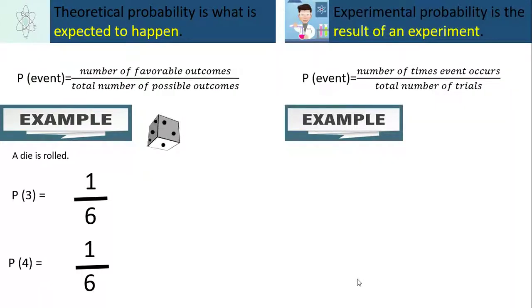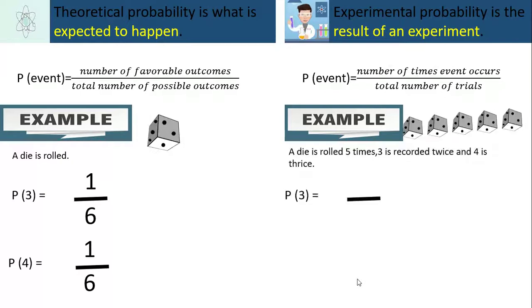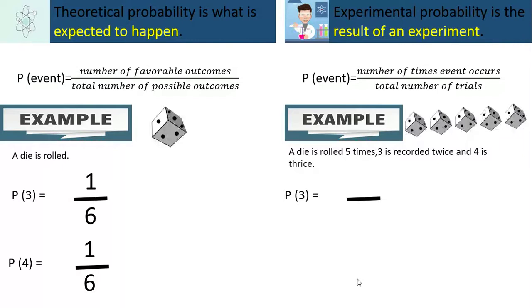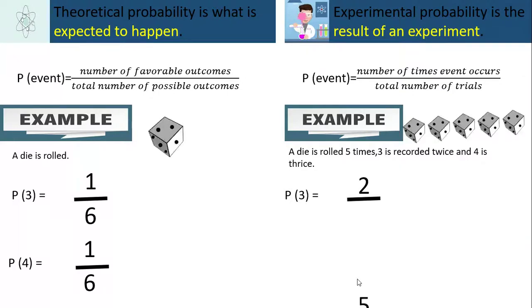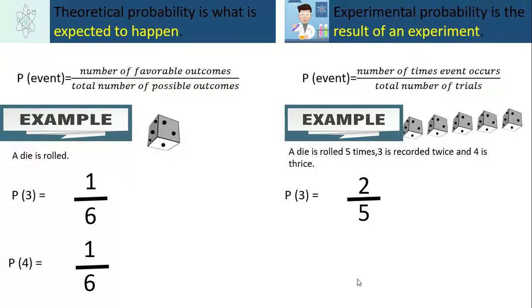For experimental, let's have this example. A die is rolled 5 times. 3 is recorded twice and 4 is recorded thrice. Get the probability of getting 3. Take note, 3 is recorded twice and the number of trials is 5. Therefore, the probability of getting 3 is 2/5.